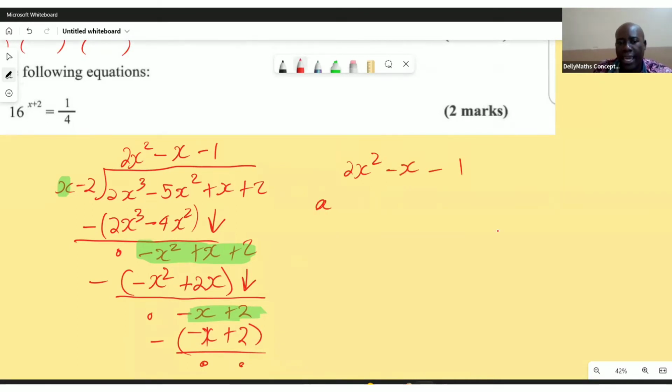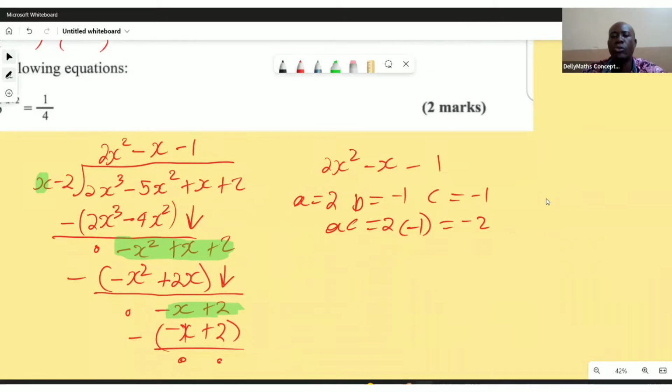We could simply say a is 2, b is negative 1, c is negative 1. AC is 2 times negative 1, which is negative 2. What are the factor pairs of negative 2? Factor pairs of negative 2 would be 1 times 2. All right, so we want to get a negative 1. So we're going to use negative 2 and a positive 1, right? So that we'll get back this middle term here that I'm going to be highlighting. Let us take a look.